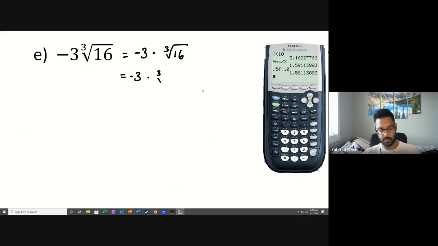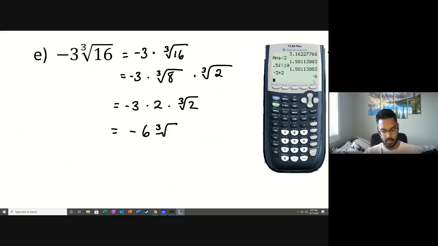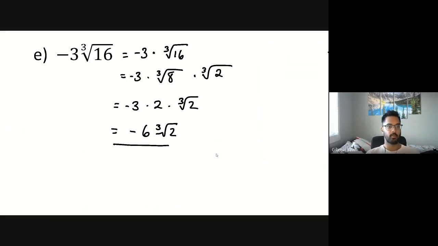So we need a perfect cube factor of 16. And the perfect cube that will do it is 8. 2 is the other remaining number. So the cube root of 8 is 2. And cube root of 2, I can't do anything with or reduce, so it stays. Now I can multiply those two numbers together for my coefficient, remembering that I have a negative. So -3 times 2 is that -6. Okay, so -6 cube root 2. And there it is as our reduced simplified form.